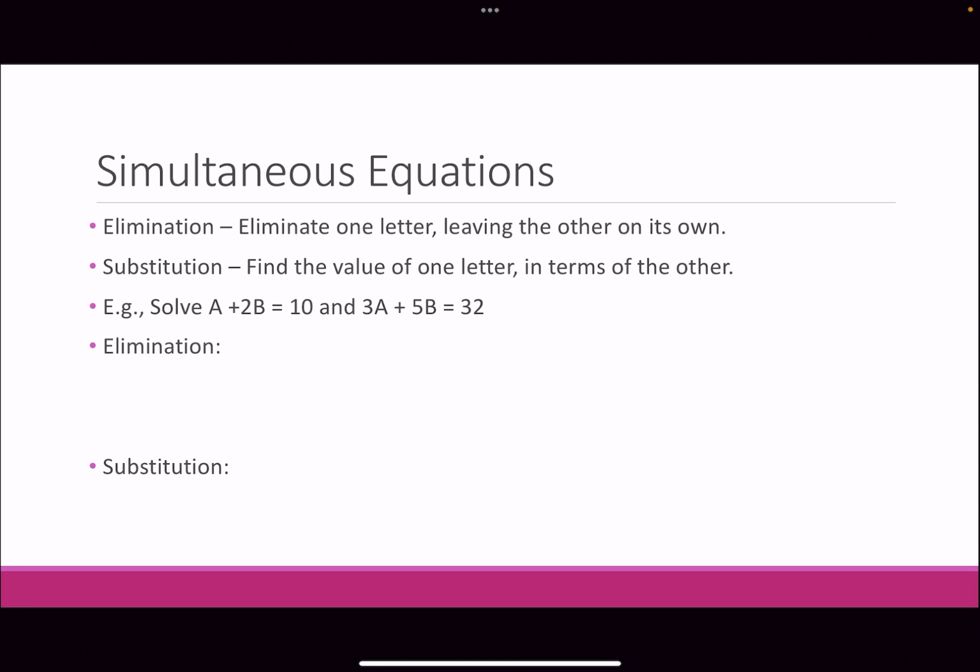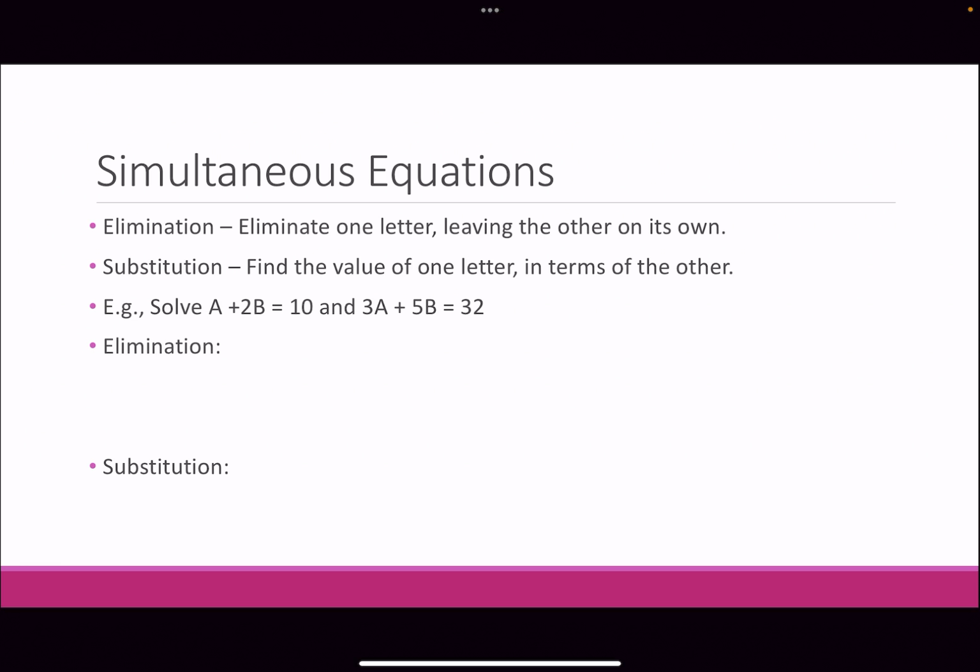All right, quick overview. We're going to start with simultaneous equations. Basically we're solving two or more equations at the same time. There are two different ways to go about this: one is elimination, one is substitution. Elimination is when we eliminate one letter. We'll subtract or add the two equations together to get rid of one of the letters in each of the equations, leaving the other one on its own so we can solve it. Substitution is when we find the value of one letter in terms of the other letter, just using one of the equations, and then we sub it into the other equation. So we have one equation all in terms of one letter.